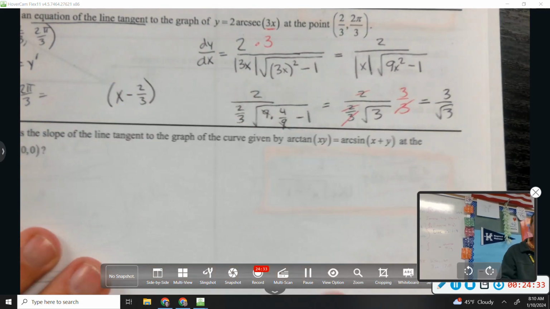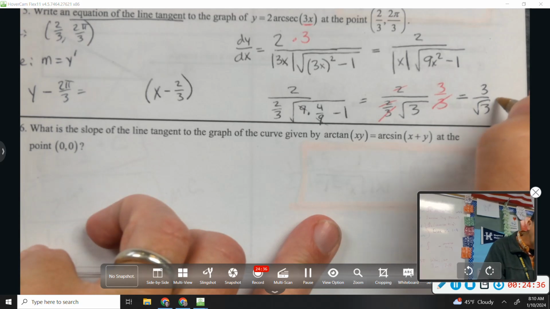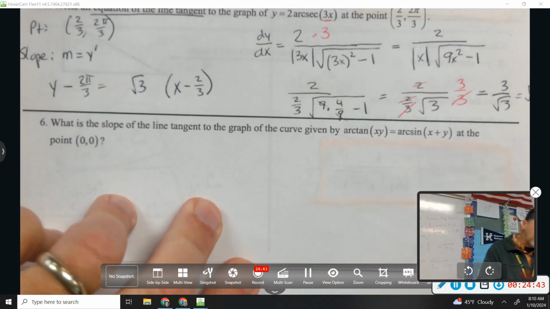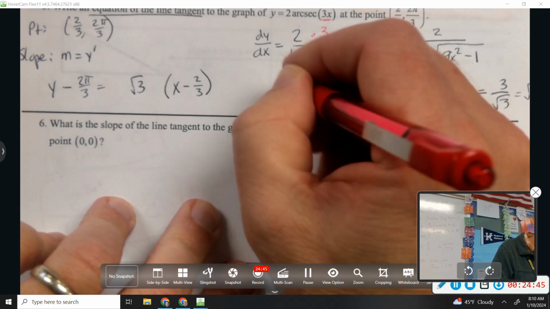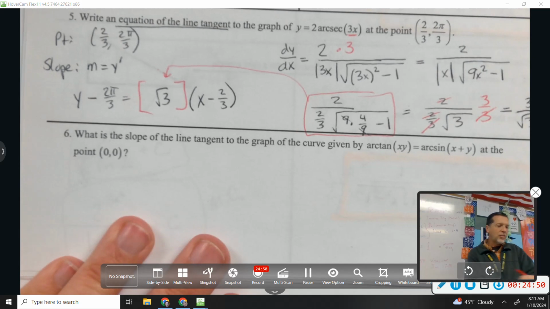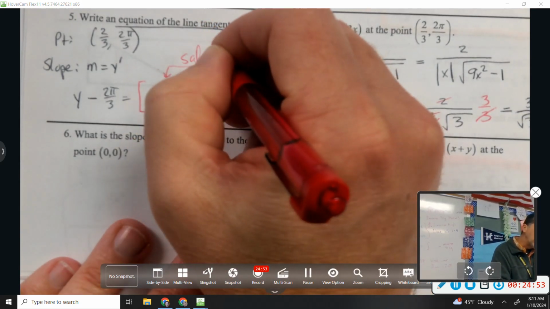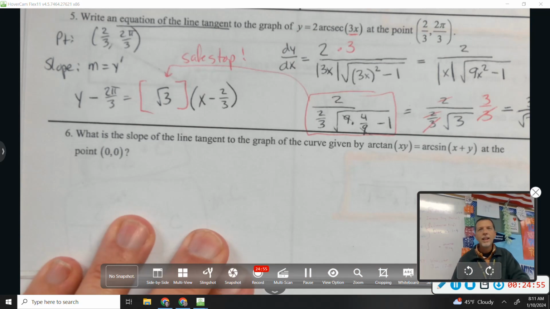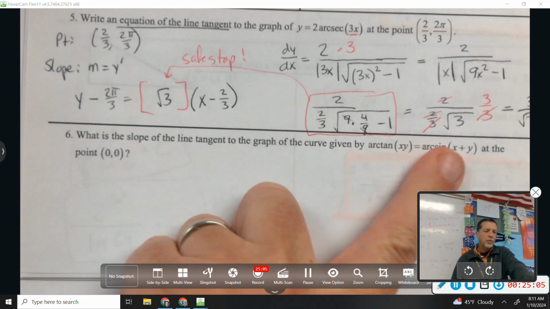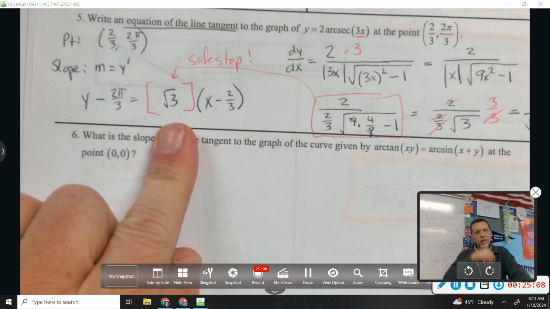X minus 2/3. But I'm going to clean it up, and I get just the square root of 3. So it looks a lot cleaner, but if you had plugged in all of this right there, that's fine. That's sort of a safe stop slope that you could use. So if you get something ugly and you're worried about reducing it, you don't have to. You can use it. Now, again, free response versus multiple choice. Multiple choice, we're going to clean it up and get it down to something easier to deal with.